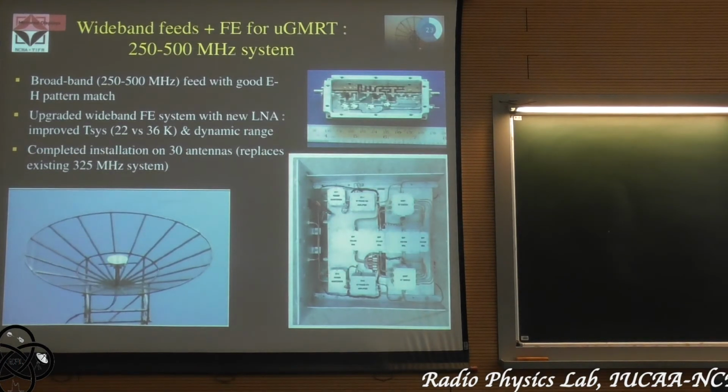So, this is an example of the kind of engineering that goes into it. This is one of those new feeds which works on 250 to 500 megahertz. This is the corresponding box which has the new low noise amplifier and the circuitry which goes with it. And this is the box at the top, at the focus, where this electronics sits, which takes in the signal from the feed, amplifies it, filters it, and does various things and sends it down to the bottom of the dish.